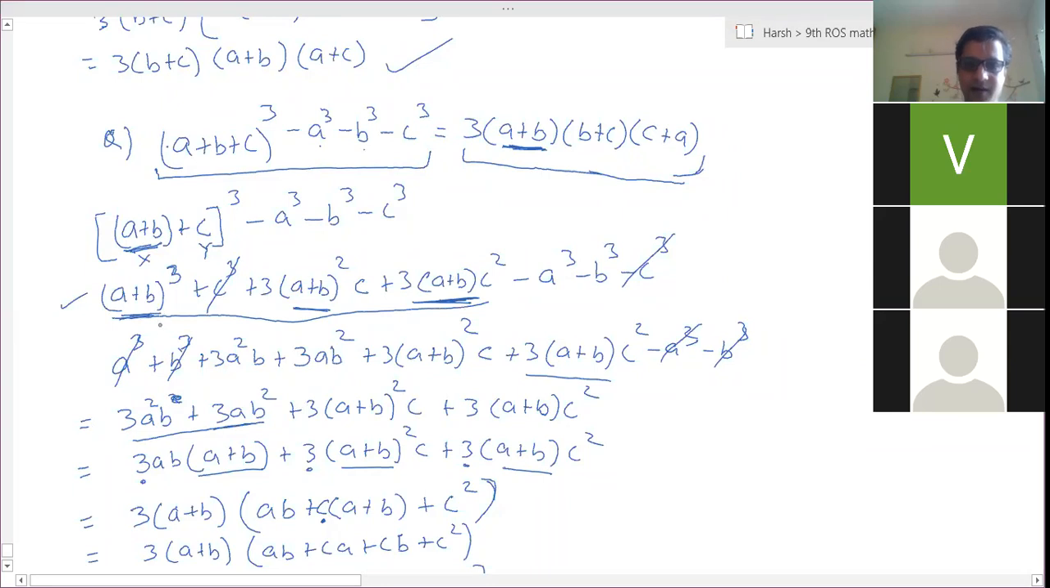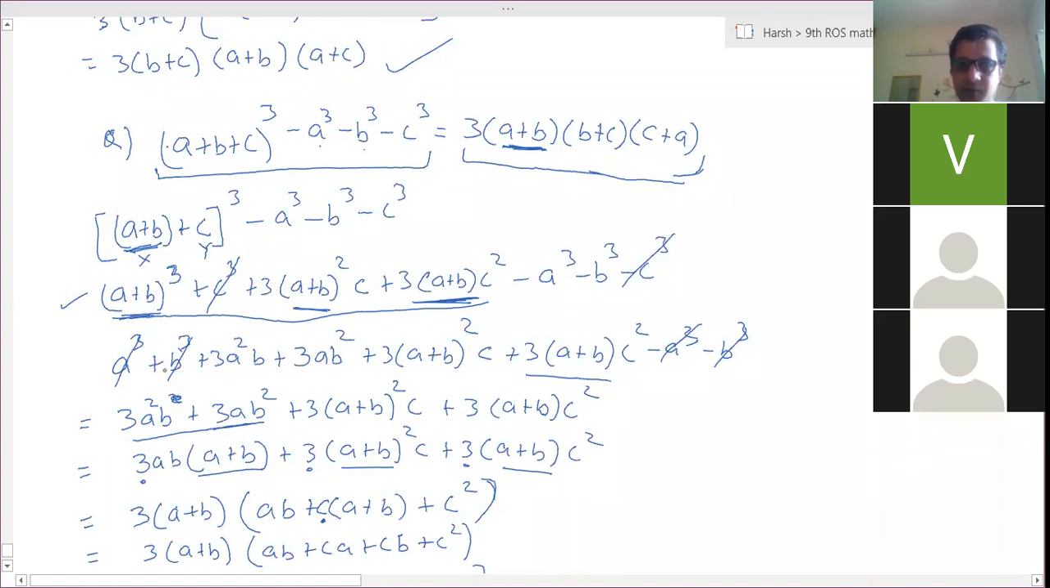Now after that, what I told you: since on the right hand side there is no cube, my objective is to get rid of these cubes. So in the very first step, this C cube and minus C cube we can cancel. Now what is left out? A plus B the whole cube.